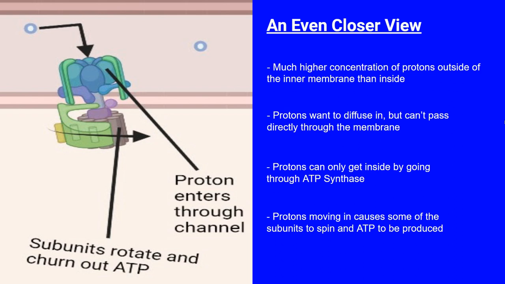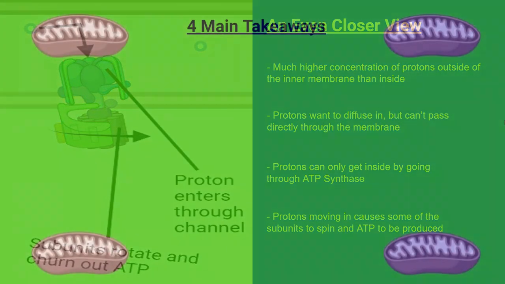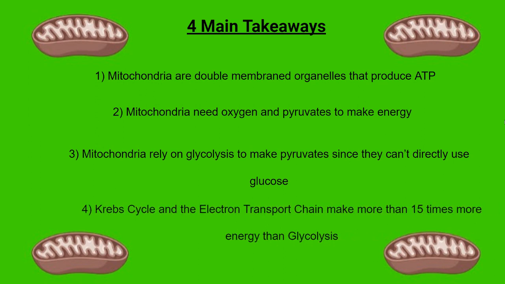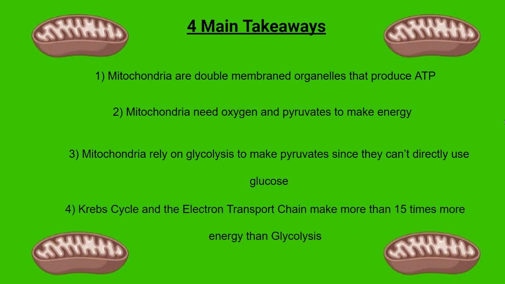I didn't get into too much detail about how glycolysis, Krebs cycle, and electron transport chain actually work, because each of these have enough content to be their own videos, but the important takeaways from this video are that 1. Mitochondria are double membrane organelles that produce ATP. 2. Mitochondria need oxygen and pyruvates to produce energy. 3. Mitochondria rely on glycolysis to make pyruvates since they can't directly use glucose. And 4. Krebs cycle and electron transport chain make more than 15 times as much energy as glycolysis.